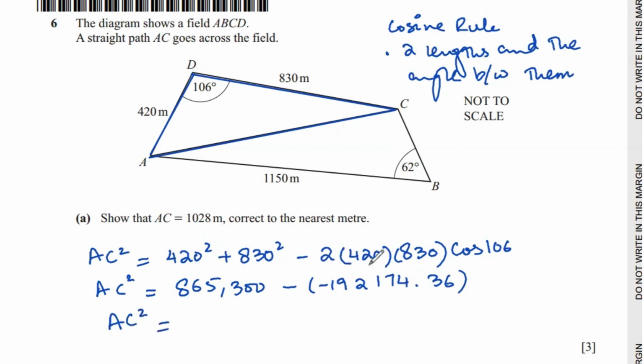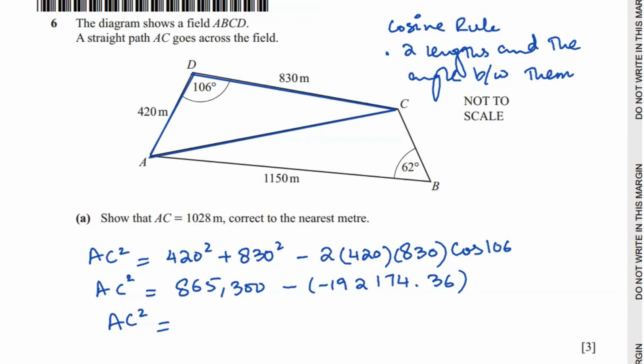Remember that when you're squaring, subtracting and multiplying, do this part separately and this part separately, and then subtract the results. Because if you add these up and then subtract 2 times 420 times 830 without multiplying by cos 106, your answer will be incorrect. This is a very common mistake that students make. So solve this part first and then subtract the result from the sum of this part.